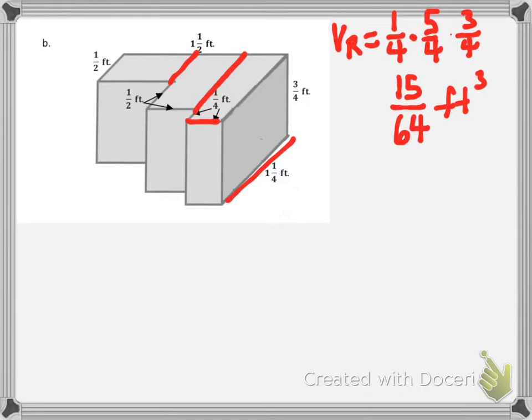All right, volume in the middle. Let's do that one next. Let's go volume in the middle. That is, let's see, I've got a half foot for length. And then the width, well, 5/4 is the entire distance, but we need to take off 1/4, which is that little piece right there. So 5/4 minus 1/4 is 4/4, which is just 1. So we're going to multiply by 1 over 1. And then the height is still 3/4.